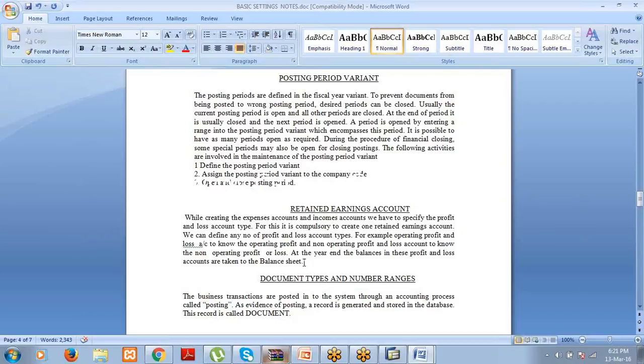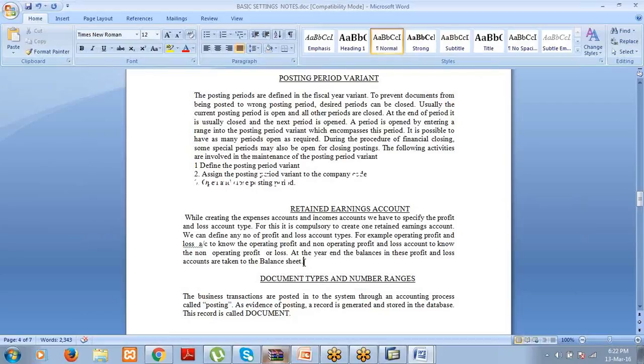Generally, we have only one profit loss account type, but sometimes based on the requirement, we may need to maintain multiple profit loss account types. Suppose, for example, let us assume in the balance sheet, we have to display operating profit or loss separately and non-operating profit or loss separately.